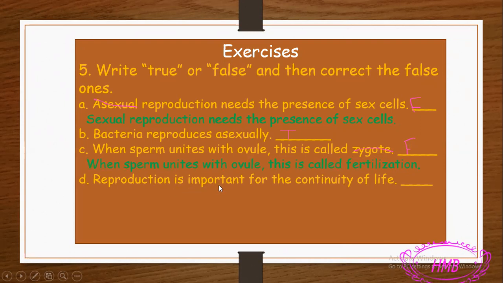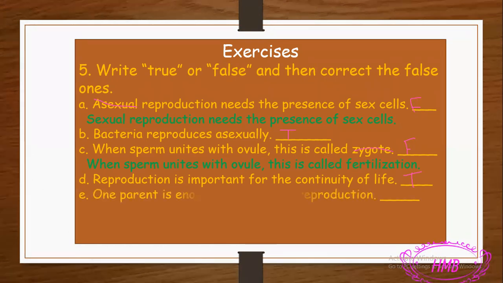D. Reproduction is important for the continuity of life. Is reproduction needed for life to continue? Logically, surely yes. If I don't have reproduction, that means, for example, the lions will not give new small cubs, new lions. And so when the parents die, no more babies will continue this kind. So they will be extinct. So their life will not continue. So this sentence is true, because yes, reproduction is important for the continuity. If you don't have reproduction, life would end.